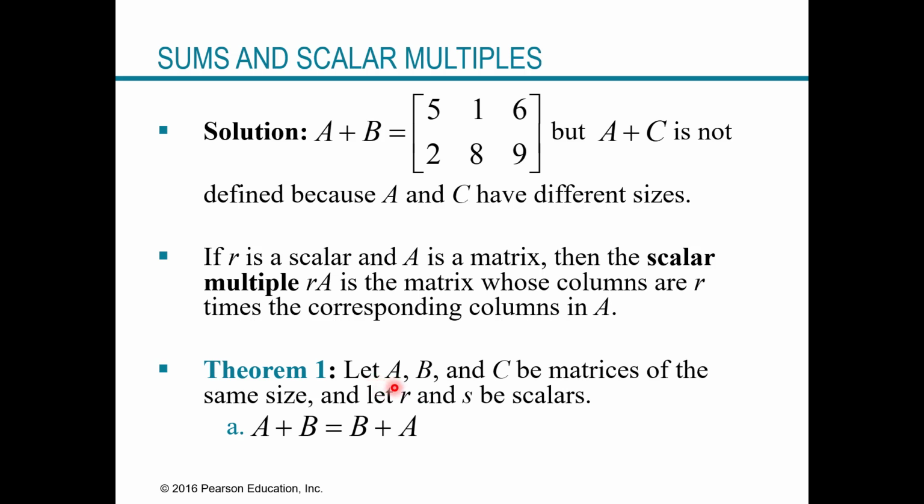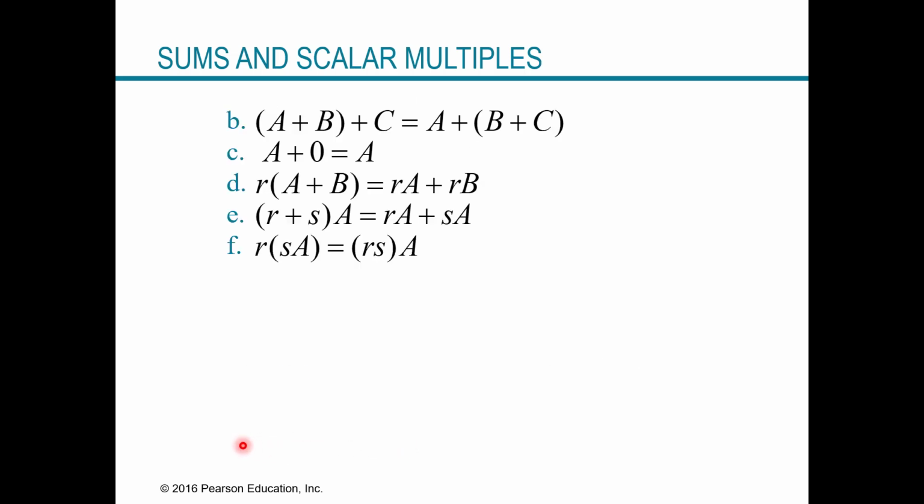So we're going to just say in general, A, B, and C are matrices of the same size, and R and S are going to represent our scalars. So our theorem is just letting us know what we can do with our matrices and what operations are preserved. This one, when we add matrices, the order doesn't matter. Okay, so you can add them in either order as long as they're the same size matrix.